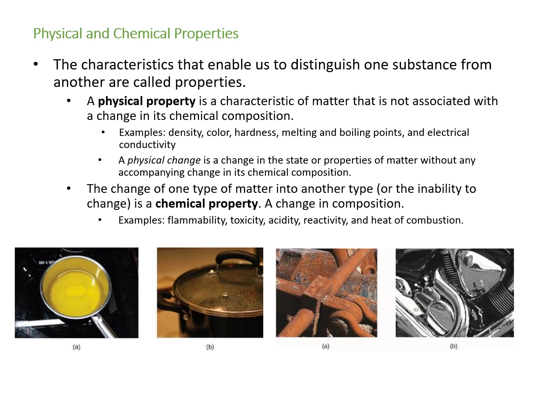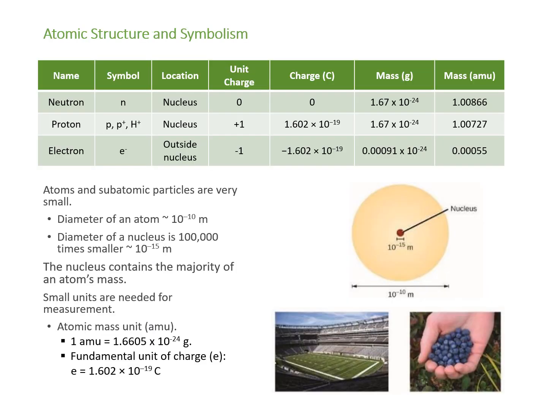So that's an actual chemical property or change in the composition of that particular matter. Atoms and subatomic particles are very small, with the diameter of an atom being approximately 10 to the negative 10th meter, and the diameter of the nucleus itself being about 100,000 times smaller at approximately 10 to the negative 15th meter.